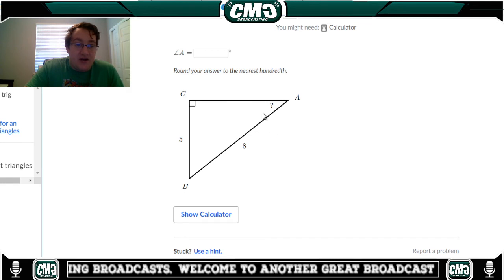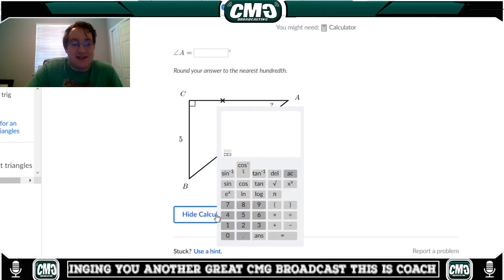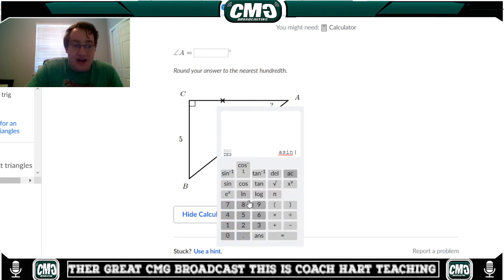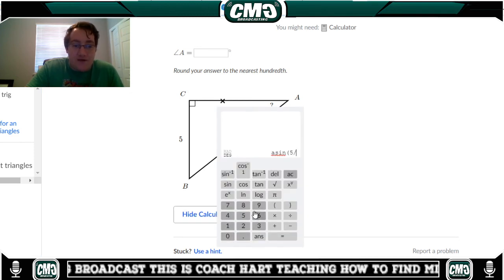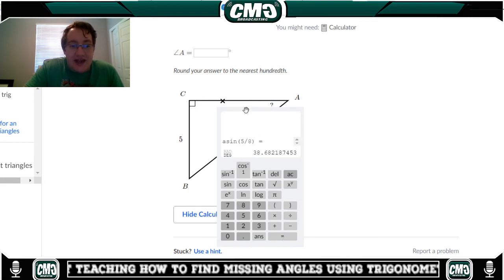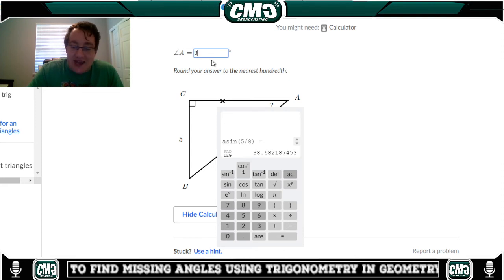And then we get to here, the hypotenuse we're given. Notice the 5 is opposite. So with that being said, we have opposite over hypotenuse. So that is going to be the sine. So this will be the inverse sine of 5 over 8. Close out our parentheses. We get 38.682 or 38.68.